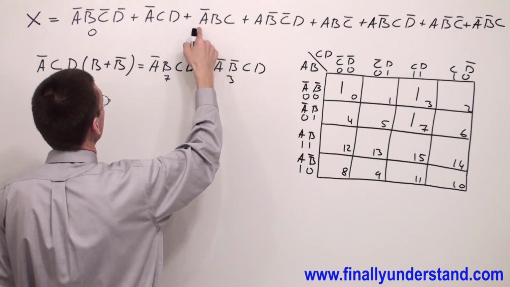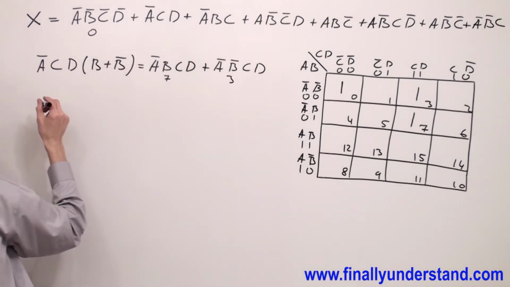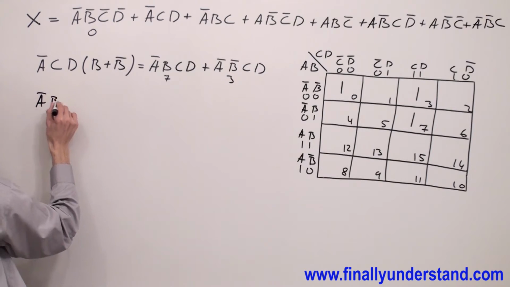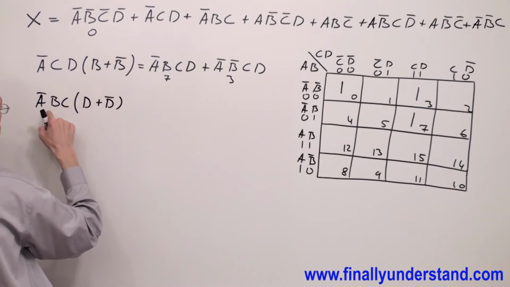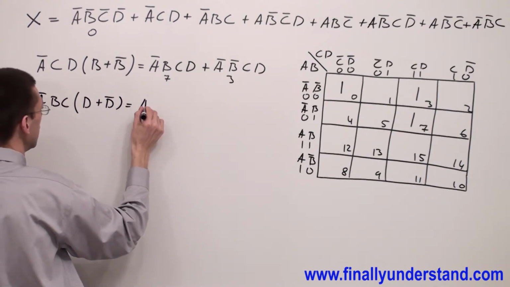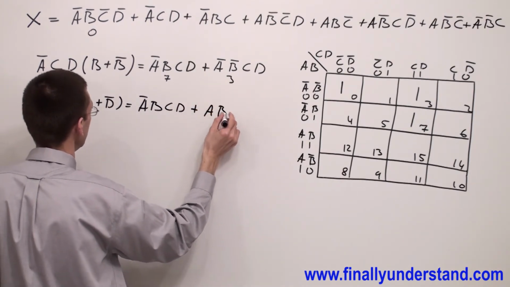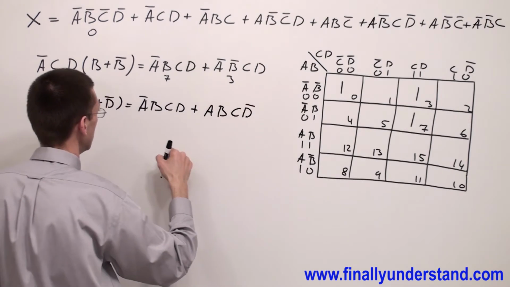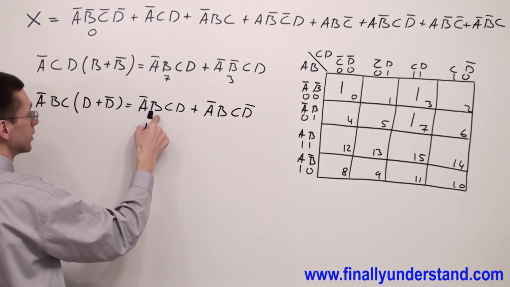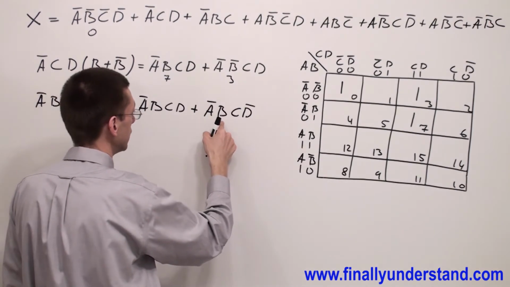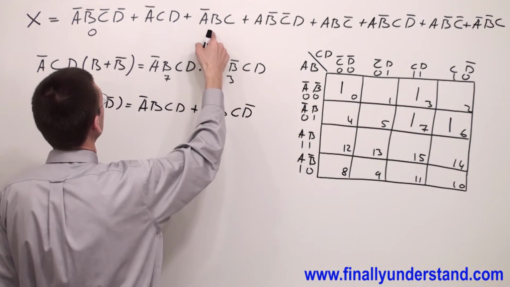I have another one, A0, B, C. This time I'm missing D. Again, I'm going to expand this term. I'm going to multiply by D or D0 because this term is missing D. And I'm going to have A0, B, C, D, or A0, B, C, D0. This is binary 7 and this is binary 6. 7 is already marked. So I finished with this one.